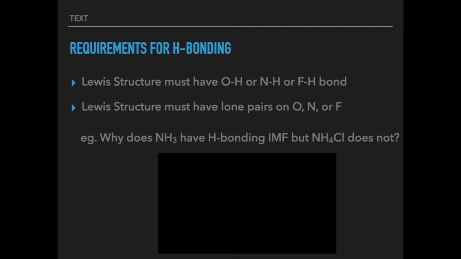NH3 has a nitrogen in the middle, 3 hydrogens. Nitrogen has 5 valence electrons. Hydrogen has 1 valence electron. Let's create the covalent bonds here. And let's analyze this structure. So we have a nitrogen with a lone pair, and we have an NH bond. So this guy here can do hydrogen bonding.